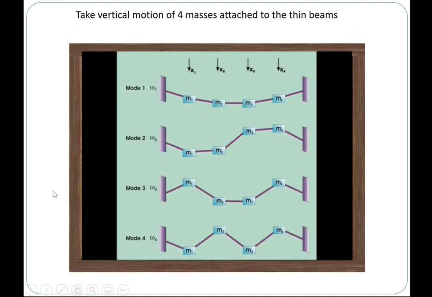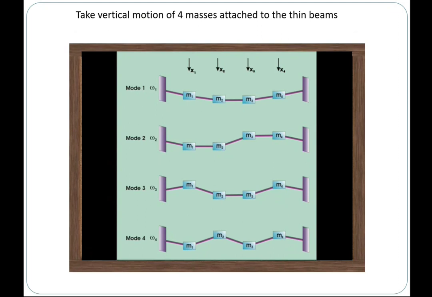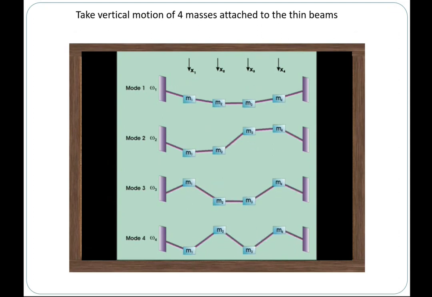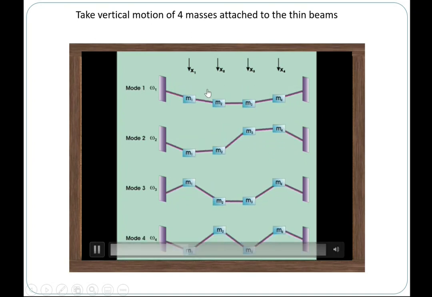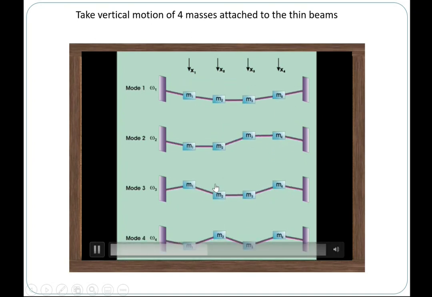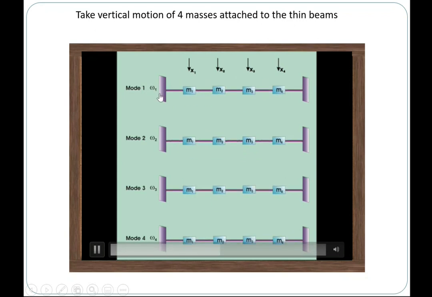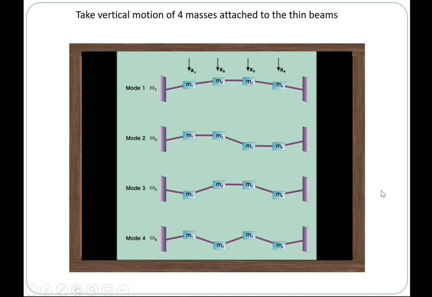Right. So if you have 4 degrees of freedom, then you have 4 masses. Then you have 4 natural frequencies. Then you have 4 mode shapes. Each mode shape corresponds to one natural frequency. All right. So if you have more than that, then you could have more.